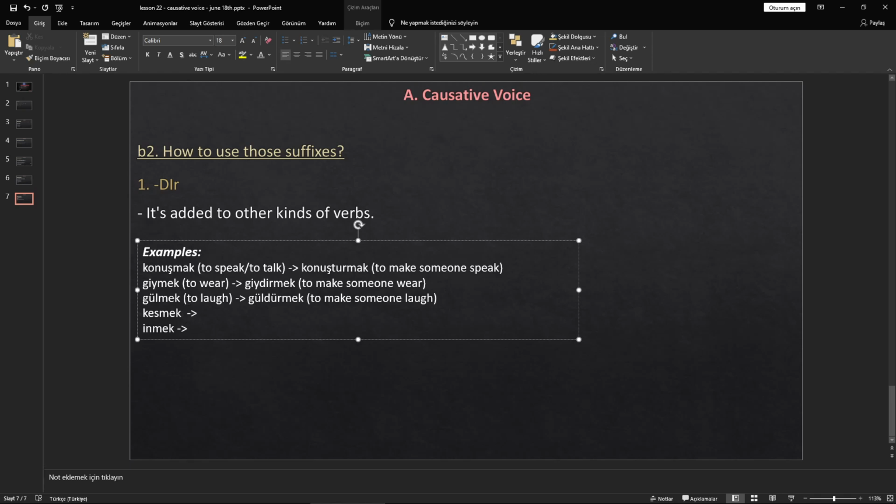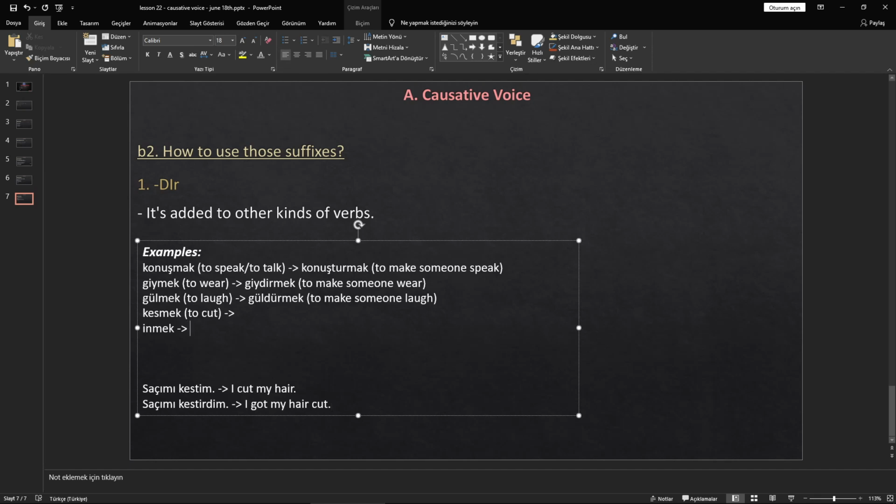And kesmek, to cut. So I will give an example of this. Saçımı kestim. I cut my hair. Saçımı kestirdim. This time it's the causative. You went to a barber, hair salon. You got your hair cut. I got my hair cut. That's the difference. Kestim, kestirdim.